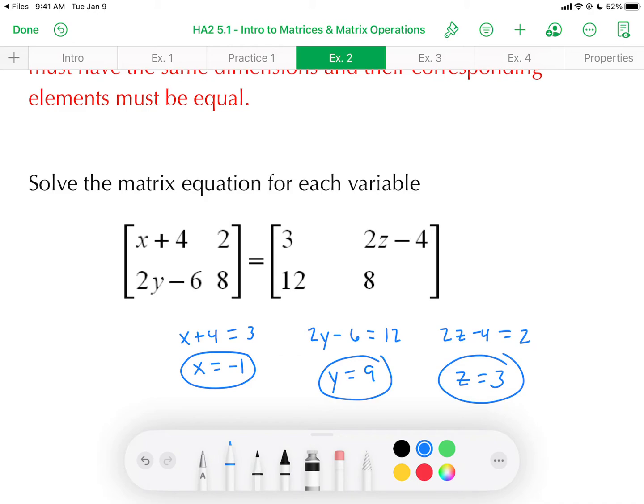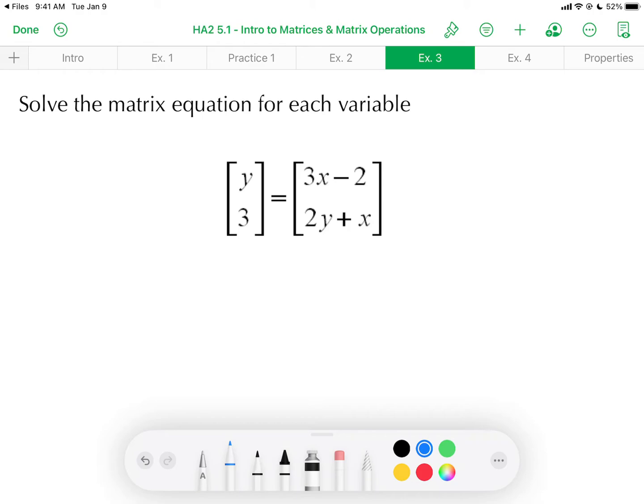All right, example 3 is going to be another matrix equation. And again, at first glance, you might think, well, those aren't equal dimensions. The left side's definitely a 2 by 1. On the right side, you might think that's 2 by 2. But again, the 3x minus 2 all represents one element. So does the 2y plus x.